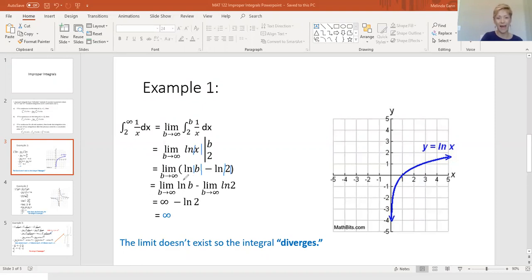Now here, look what happens. B is getting bigger and bigger. So the natural log of 10, natural log of 100, natural log of 1,000. Now, you may have forgotten what natural log looks like, so I just went and graphed it real quick over here. And notice, when your numbers get bigger, the logs of those numbers get bigger. So as b gets bigger, the natural log of b gets bigger. So that's why this answer, the limit of the natural log of numbers that get bigger, those natural logs also get bigger.